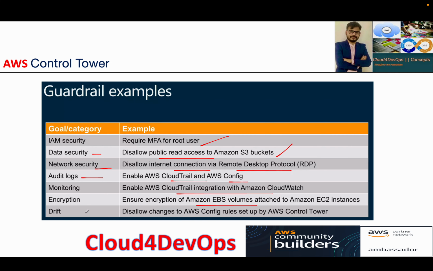So that's why. Drift: disallow changes to the AWS Config rules set up by AWS Control Tower. For example, whatever Config rules we get as part of the Control Tower implementation, if anybody tries to change anything in the Config rule, they are going to get access denied over there. So that's what a guardrail is all about.